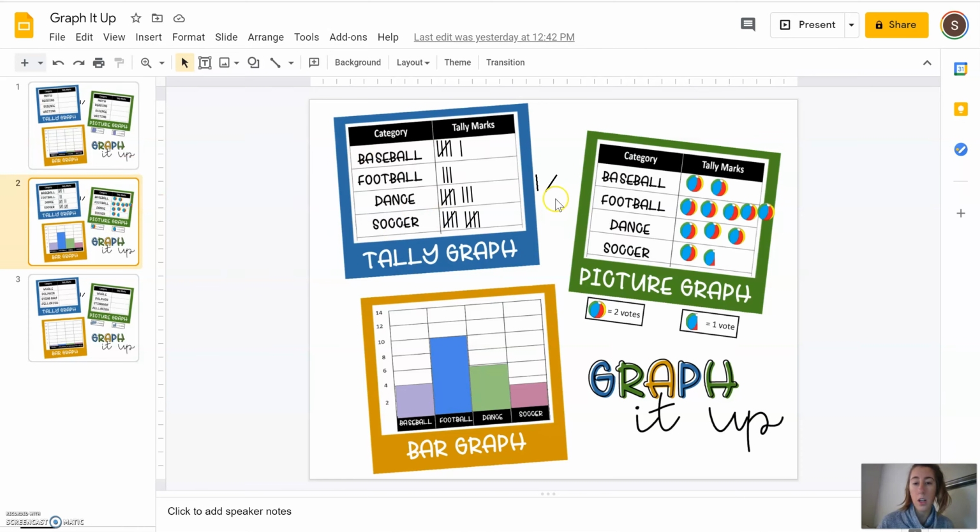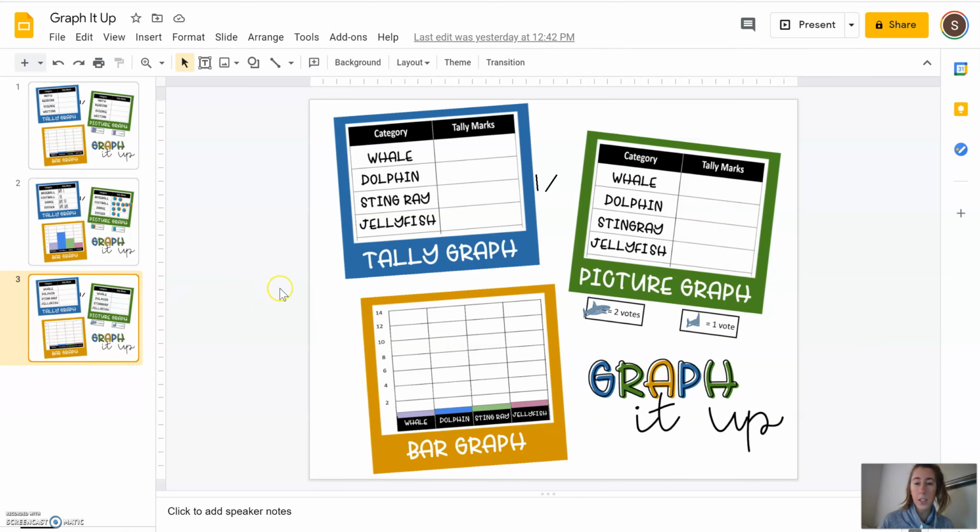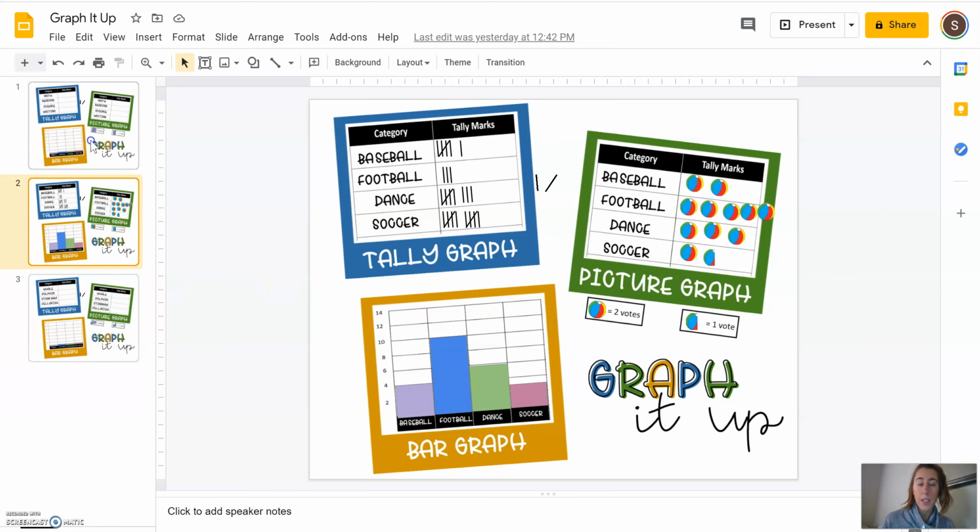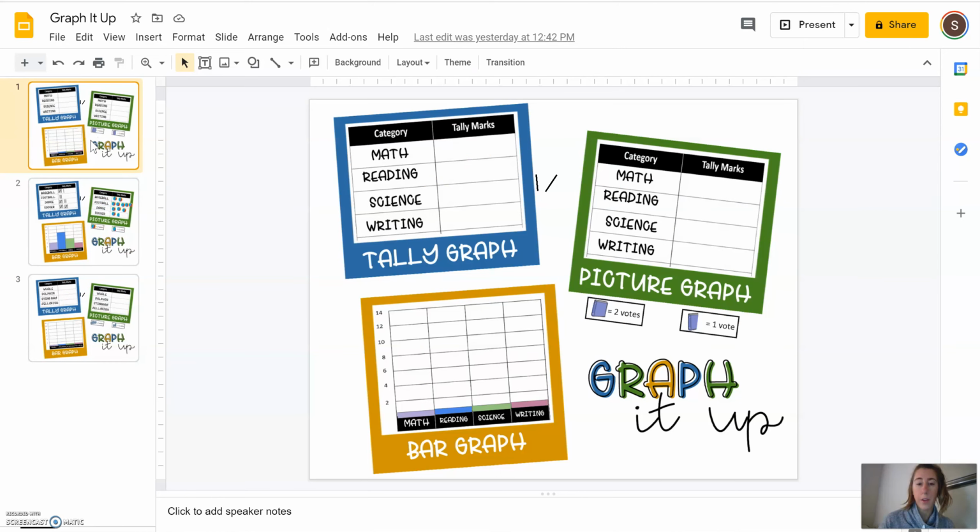So here's the tally chart. My students would just click and drag the tally marks to make the tally chart. And then the picture graph, so one beach ball represents two votes, and half of a beach ball represents one. And here's the bar graph where they would just click and drag up to represent the data. And here's the third one. They would take the data from the Kahoot and make their three bar graphs to represent the data.